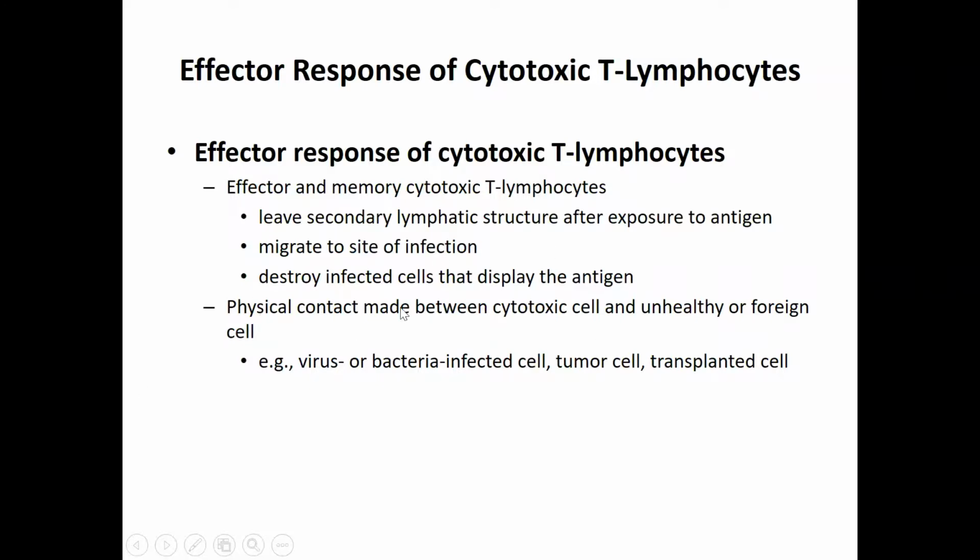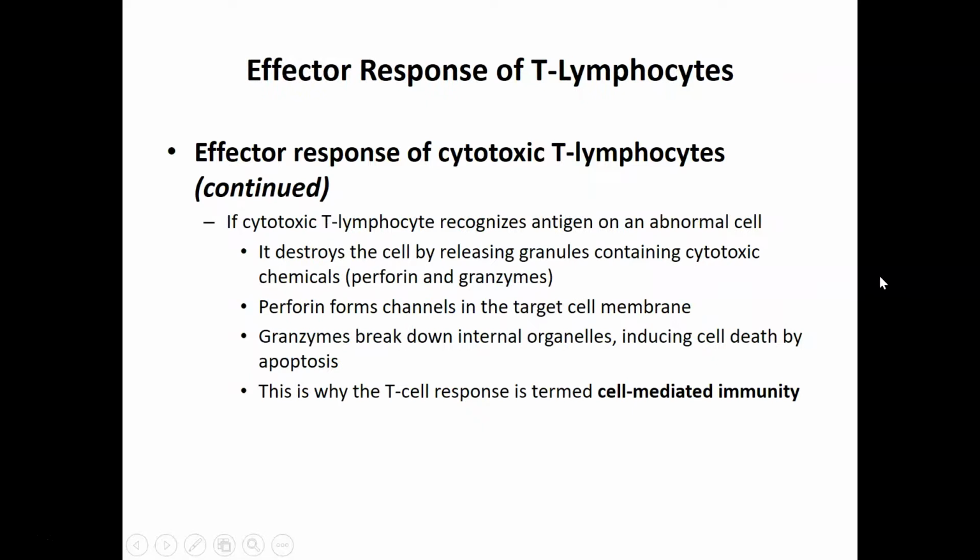They're going to destroy these abnormal cells. We're talking about virus-infected cells, but another type could be cancerous cells that are displaying this foreign antigen. Okay? So how does that work exactly? The 1-2 punch that I described in the video.